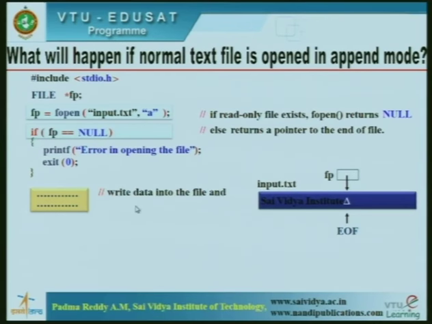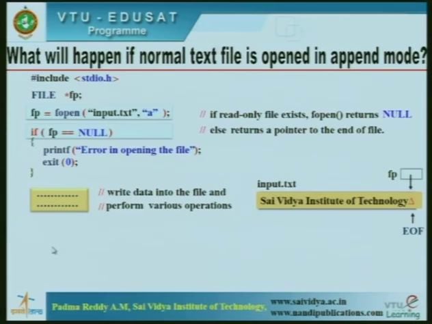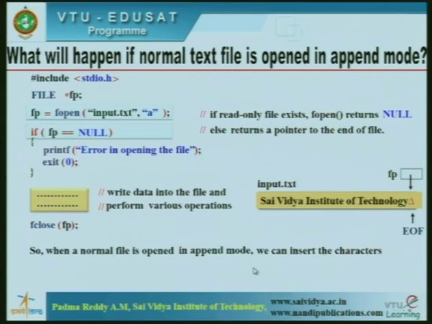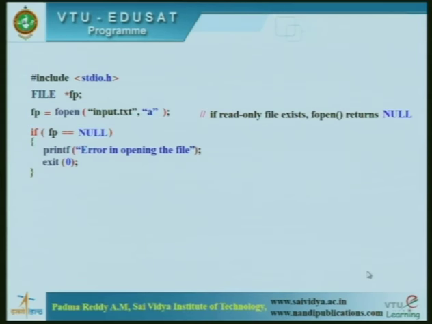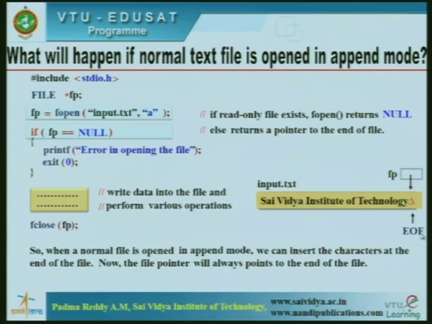Here we can write the data into the file and perform various operations on the file, and finally we can close the file. So here we can write the text Sai Vidya Institute of Technology, and finally we can write fclose(fp). When I say fclose(fp), we are closing the file pointer. So when a normal file is opened in append mode, we can insert the characters at the end of the file. The file pointer always points to the end of the file.